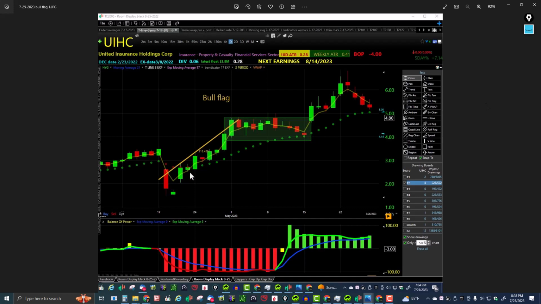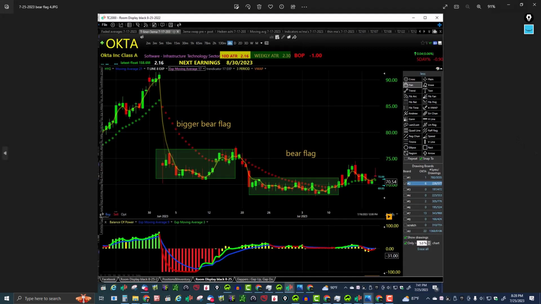Here's a bull flag on UIHC. Move up, and it consolidates over, and you get another move up. Big bear flag comes down, consolidates in the lower third. This is Octa. Comes all the way down.